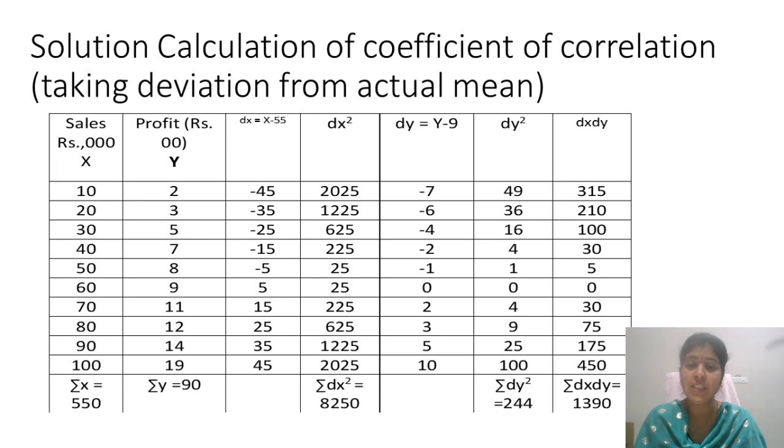Now dx into dy: minus 45 into minus 7 is 315, minus 35 into minus 6 is 210, minus 25 into minus 4 is 100, minus 15 into minus 2 is 30, minus 5 into minus 1 is 5, 5 into 0 is 0, 15 into 2 is 30, 25 into 3 is 75, 35 into 5 is 175, 45 into 10 is 450. Total is 1390.